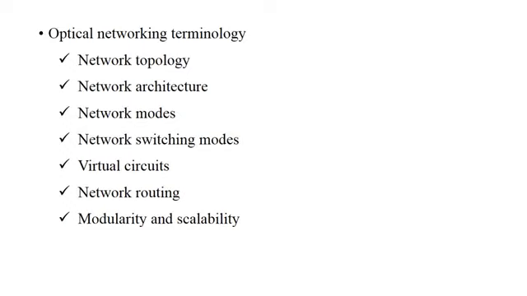Let us start with the first one, optical networking terminology. These are the various terminologies that we are going to discuss: network topology, network architecture, network modes, network switching modes, virtual circuits, network routing, modularity, and scalability. Now let us take one after the another, starting with the first one, network topology.